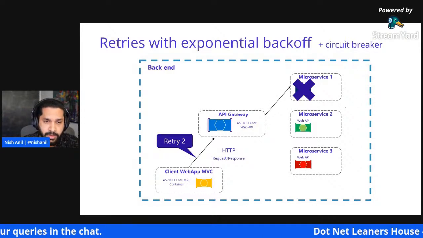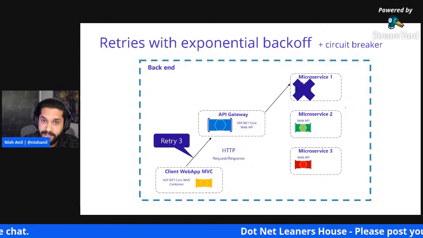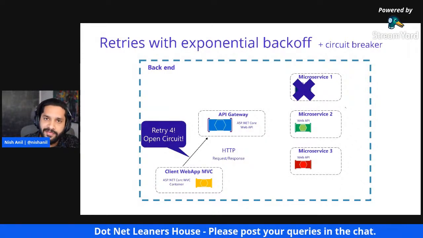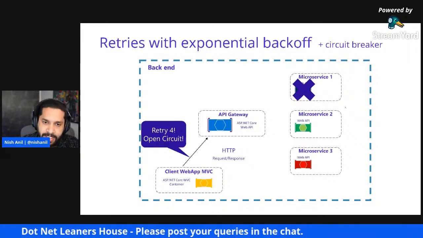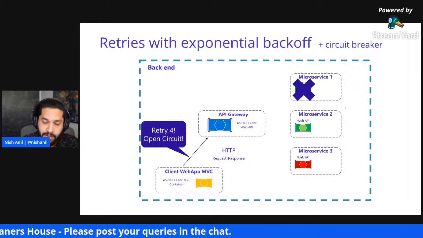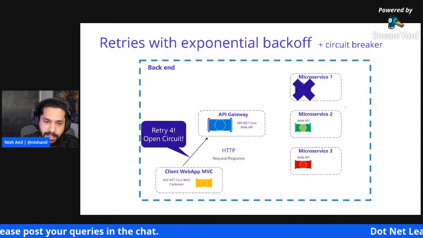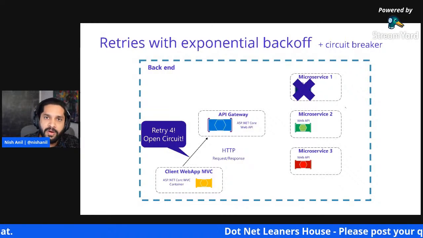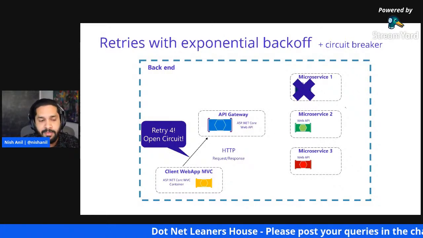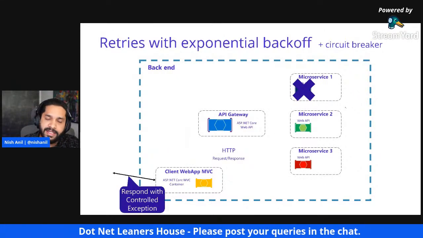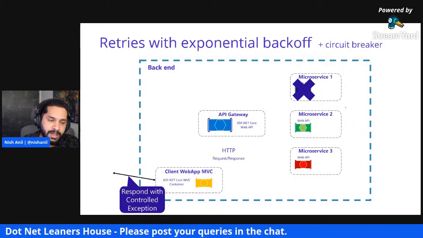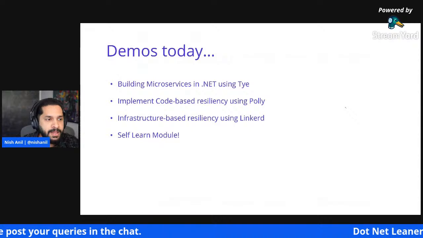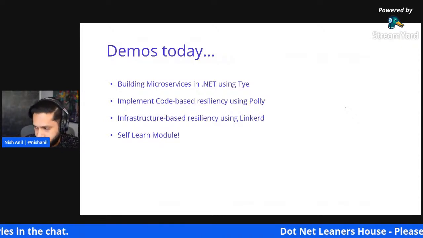So you make a retry 2, it's again down. In retry 3, again down. And then you will implement a circuit breaker. So what happens is the retry 4 will not even make a connection to the microservice 1, because it knows that the circuit is still open. It's still down. So we will wait for some more time for the circuit to be closed, so that finally it can make a request, right? So we will wait, and once the retries are all exhausted, we'll respond with a controlled exception. Okay, so we'll try and implement these things in my demo.